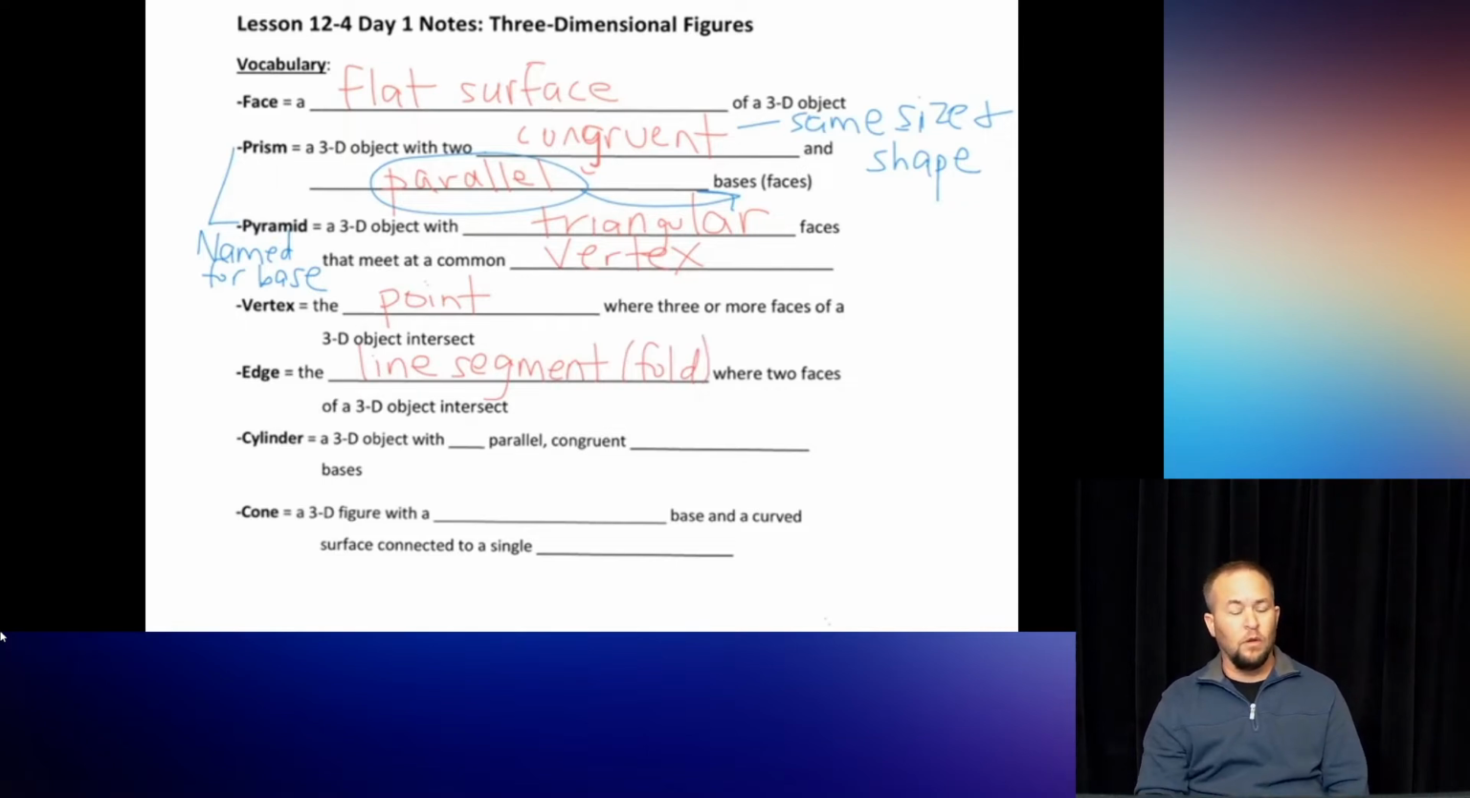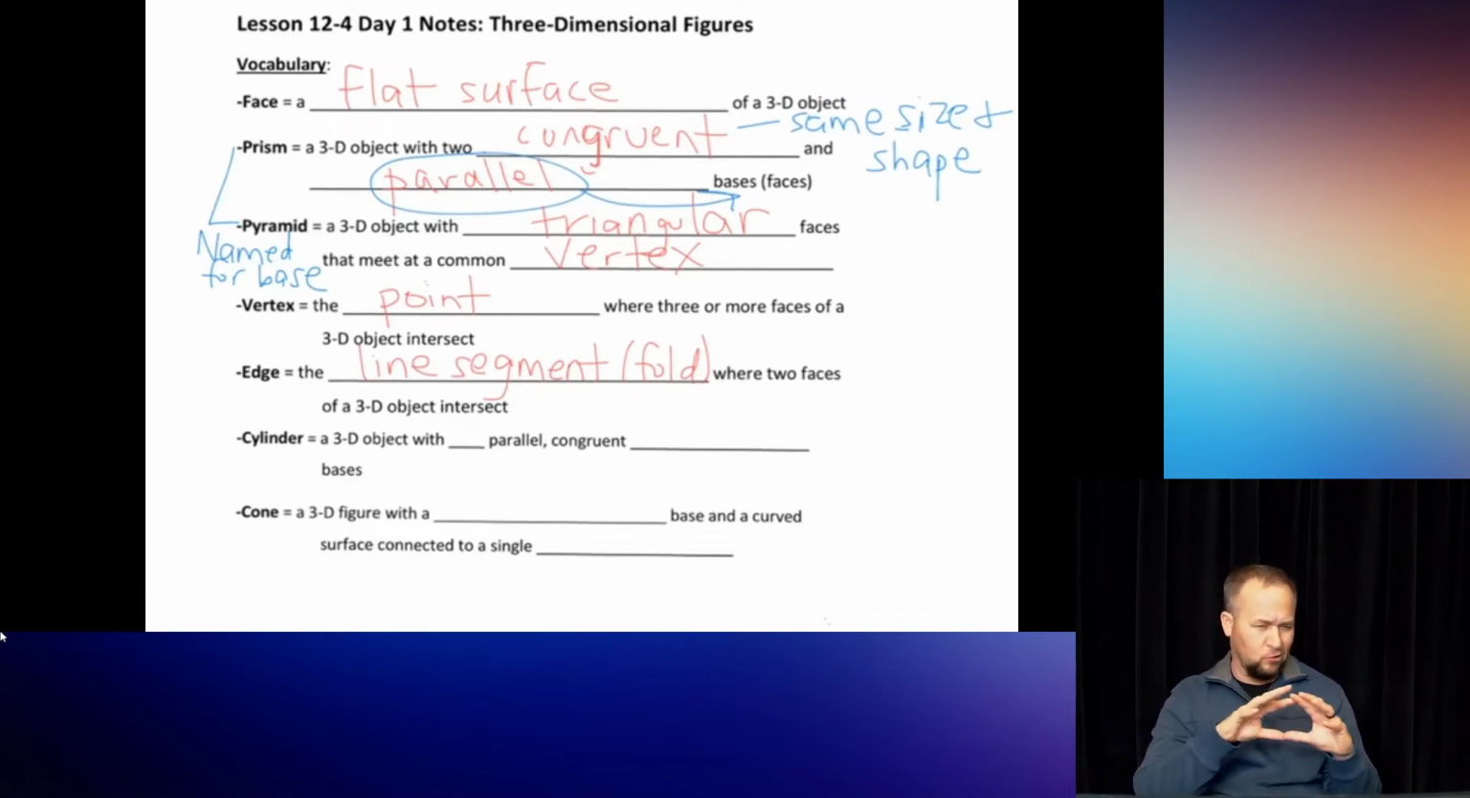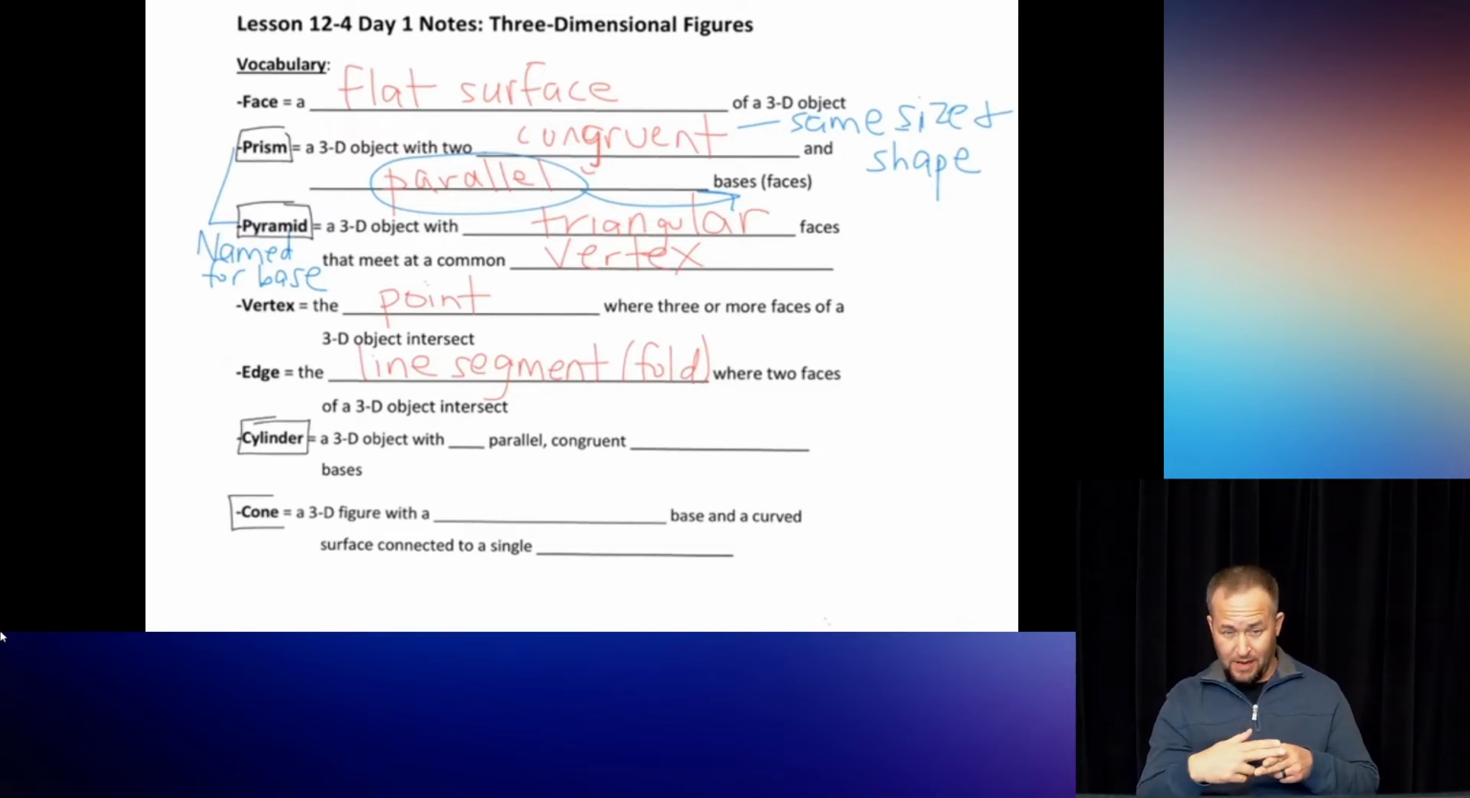So we have some names of shapes that we're looking at here, and then we have some parts of shapes, and they should have probably been grouped better. But a prism is a name, a pyramid is a name, and then our last two we're going to look at are cylinder and our cone. Those are names of shapes, versus the face, the vertex, and the edge are the parts that could be on any of these shapes.